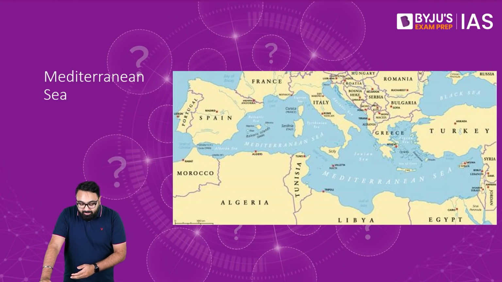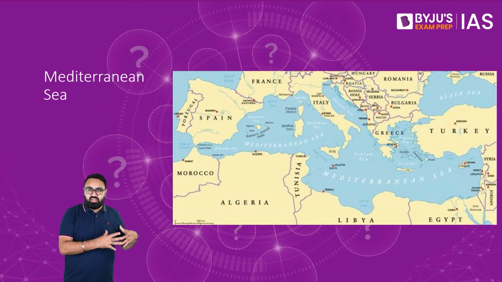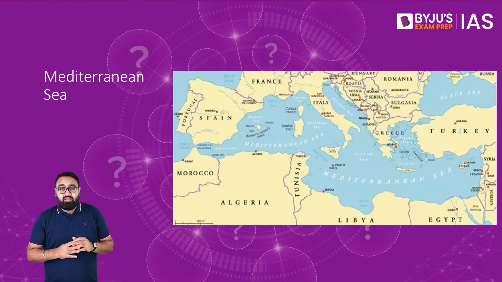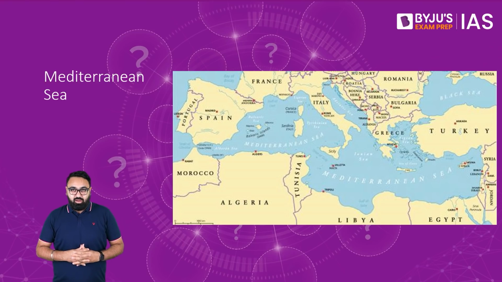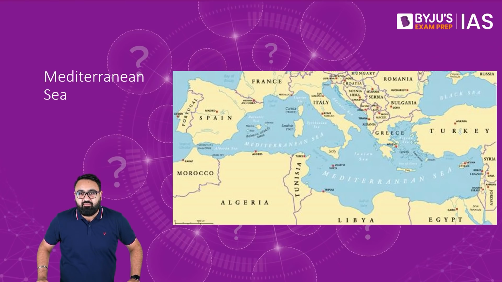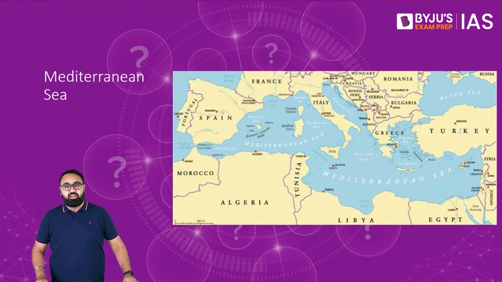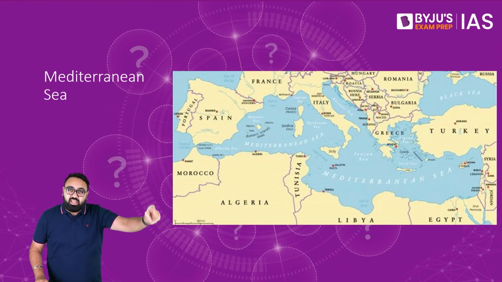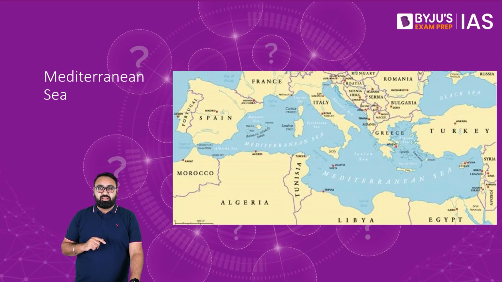Now, if you look at the map, you will see that there are so many small nations in Europe, some nations in Asia, some nations in Africa, which surround the Mediterranean Sea. Now, how do we remember all of that? For this purpose, we have made 3 different mnemonics to help you remember the nations of Africa, the nations of Asia, and then the nations of Europe that surround the Mediterranean Sea.